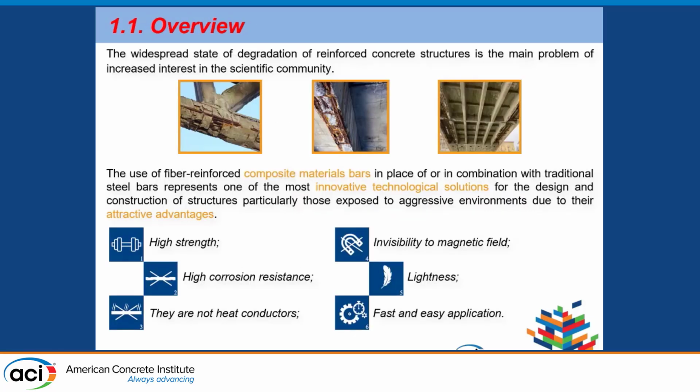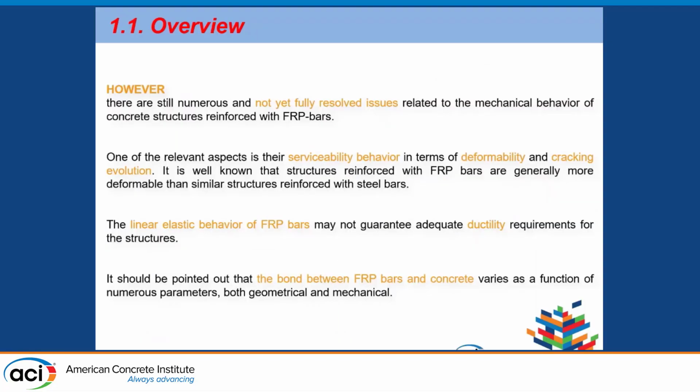So, as you may know, FRP rebar are being increasingly used for several civil engineering applications. This is mainly due to the advantages that this composite material offers over traditional ones. For instance, the high strength, the high corrosion resistance, the fact that they are not heat conductors, the invisibility to magnetic fields, lightness, and finally, fast and easy application.